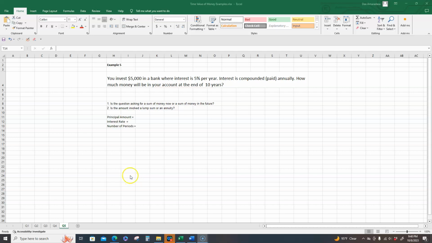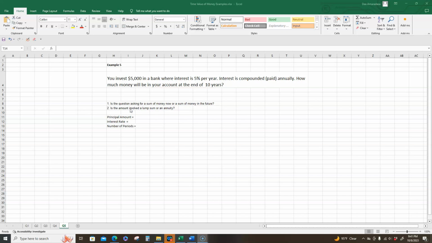Let's look at another example of time value of money. In this example, I'm first going to show you how to calculate a question if it's compounded annually, and then how you would calculate it if the interest is compounded more frequently, like quarterly. So let's first deal with the annual compounding. Pause the video, read the question, and continue with the video.